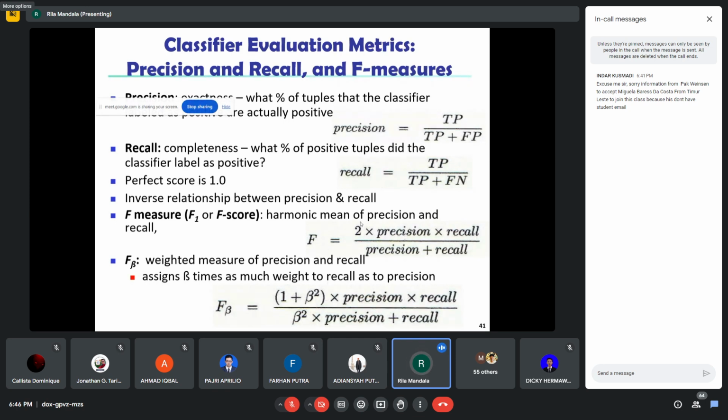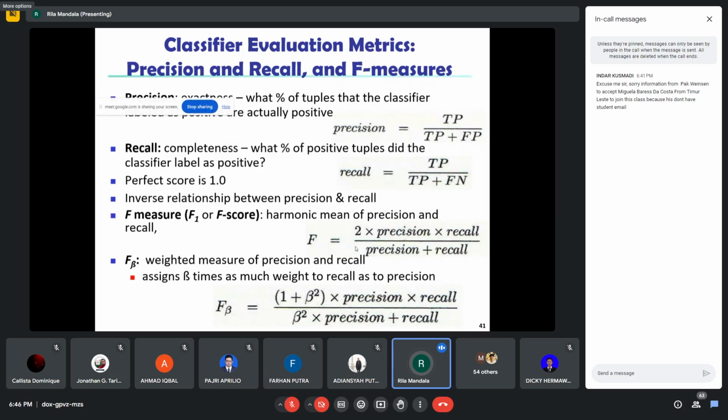F measure tries to make a balance between precision and recall. But of course, if your purpose is not balancing precision and recall, you can use the F beta performance evaluation metric. What is F beta? F beta is the weighted measure of precision and recall.